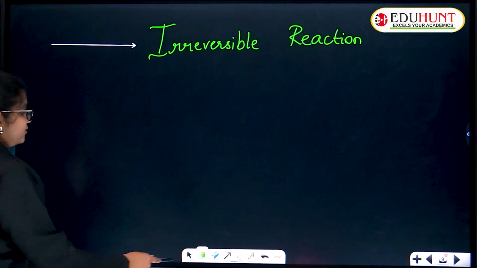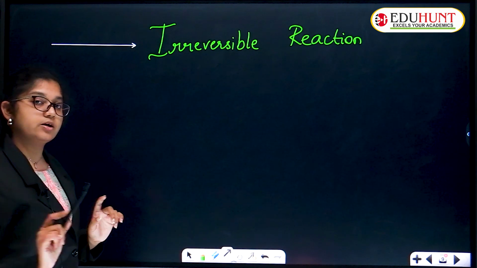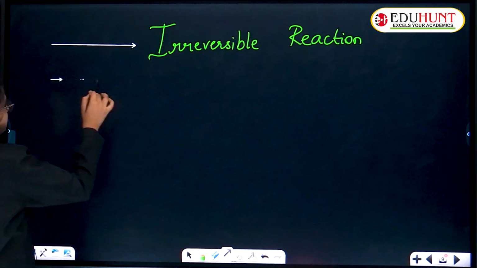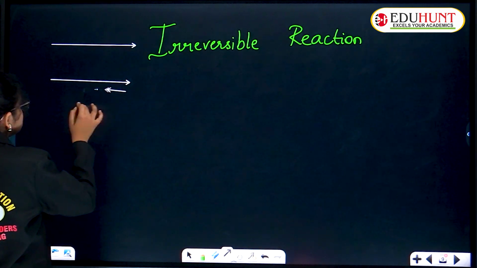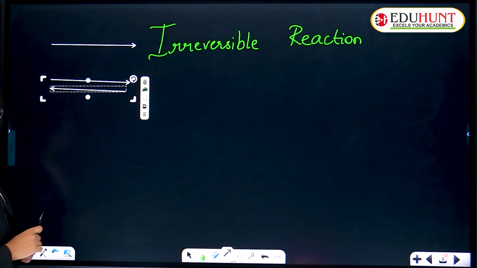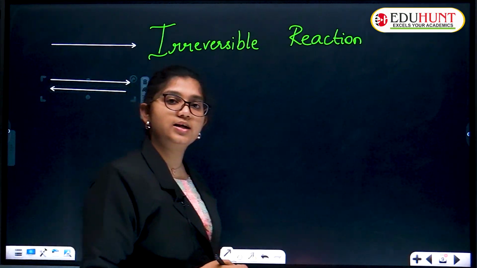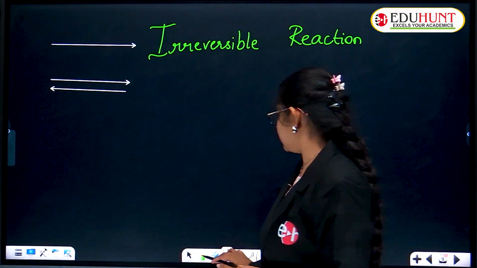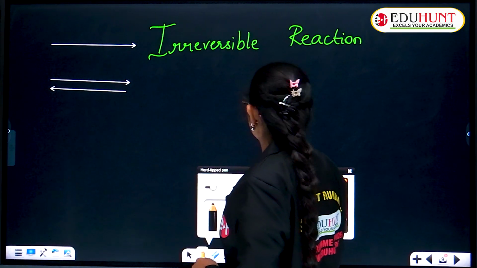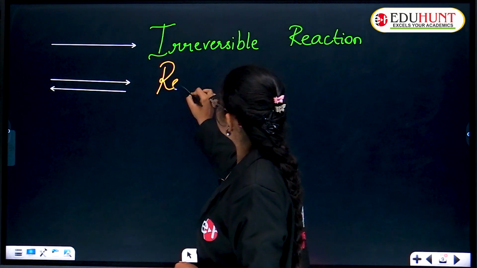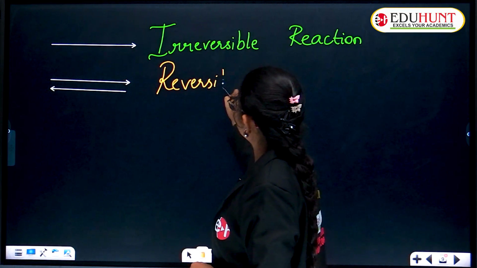So if it is a double arrow mark, a dual arrow mark, what do we call that? See, one arrow mark like this and its reverse. If it is a dual arrow mark, you know what we call it? We call it a reversible reaction. Reversible reaction.